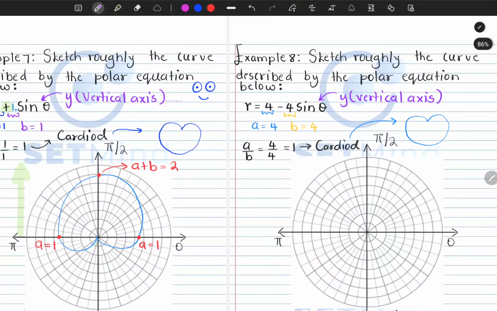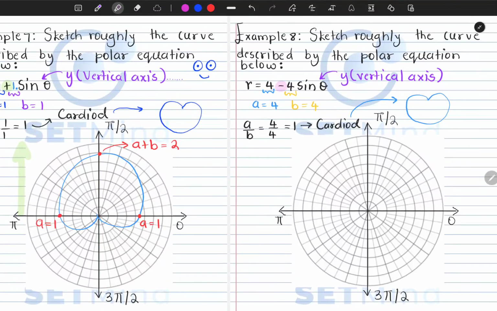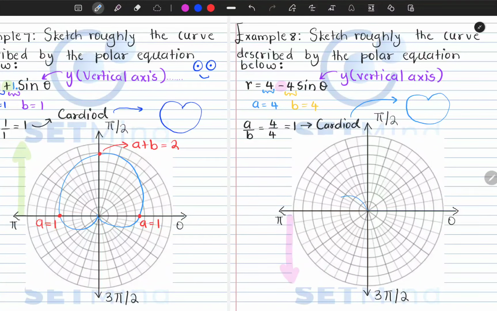Are we looking at the upper vertical axis or the part below? That will be determined by the sign here. So our sign is negative. It means our cardioid should be facing down. Okay, so let's go and draw our cardioid. So our cardioid will start off there, go around, and come back there. That is how our cardioid is going to look.